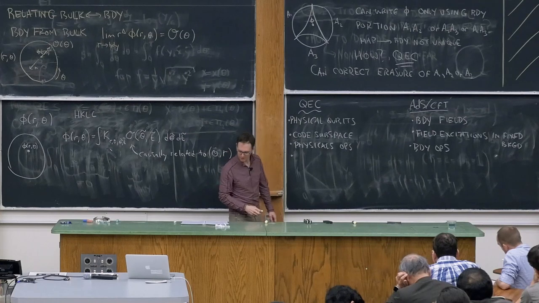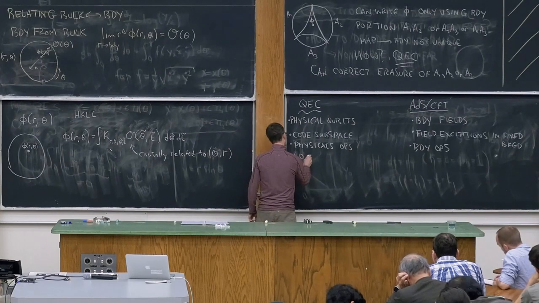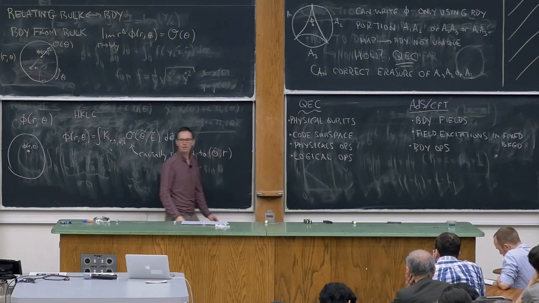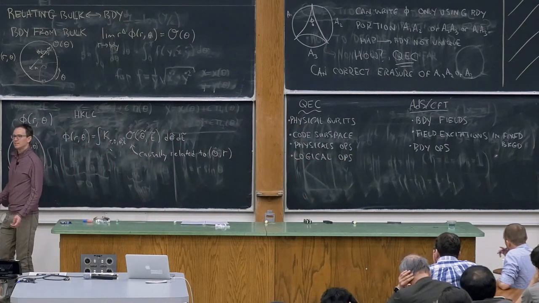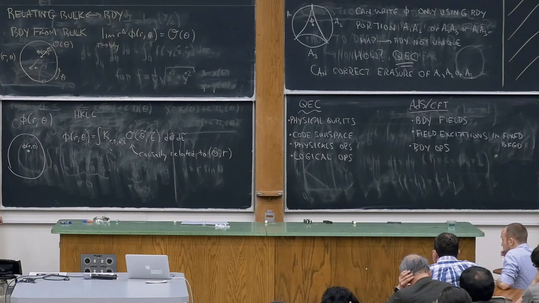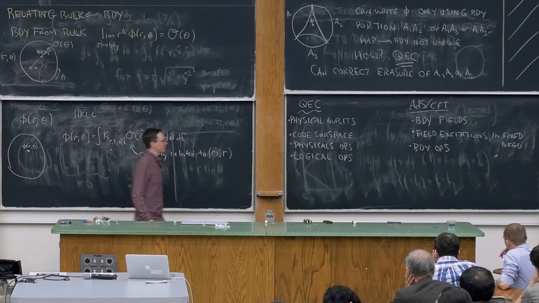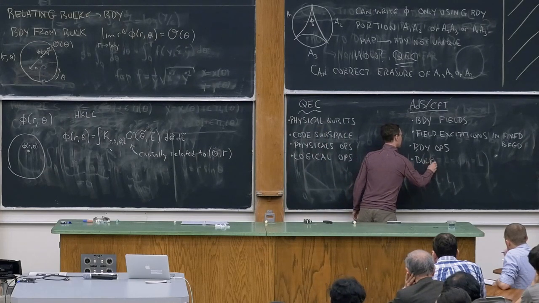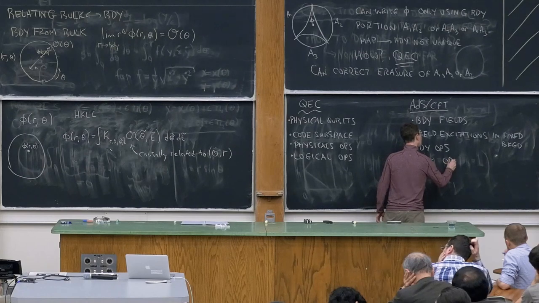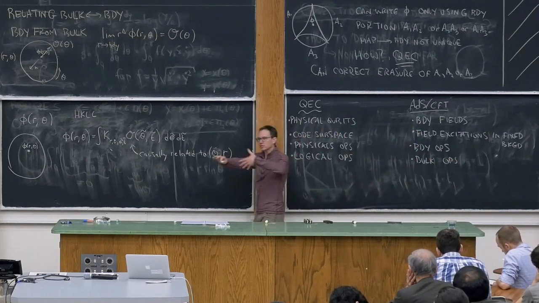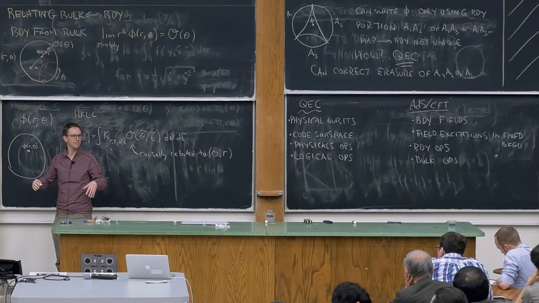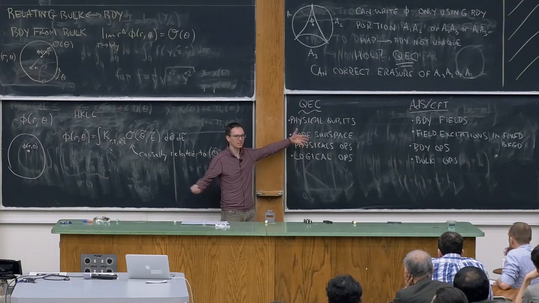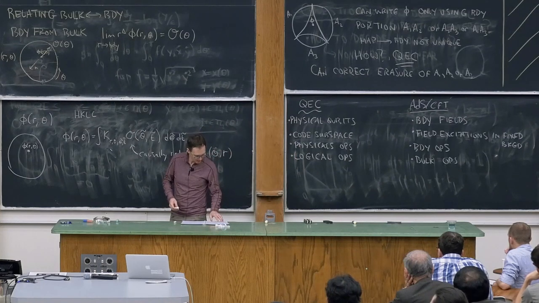Our logical operators, they're the interesting ones. What do you think a logical operator is? Yeah, exactly. So the bulk operators are the things that act in some interesting way in the code subspace. They're operators that change the state of the field inside the bulk, and so those are our logical operators. And this is the structure of AdS/CFT.